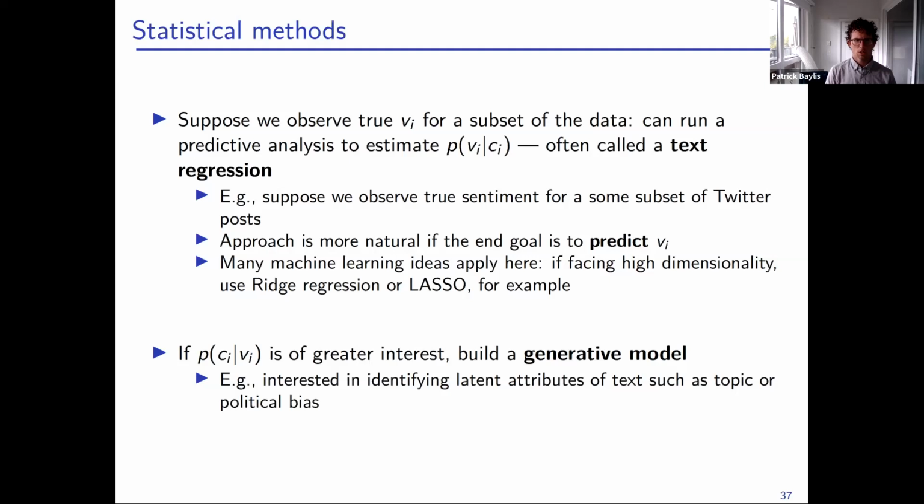Alternatively, if you're interested in the probability of observing a given set of words conditional on an outcome, which might map structurally better into your data generating process, then you're going to build what's called a generative model. These are more likely to be a neural network approach where you're identifying the latent attributes of a text, such as topic or political bias.